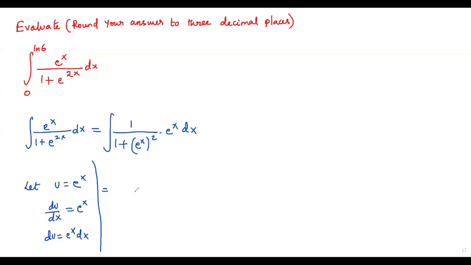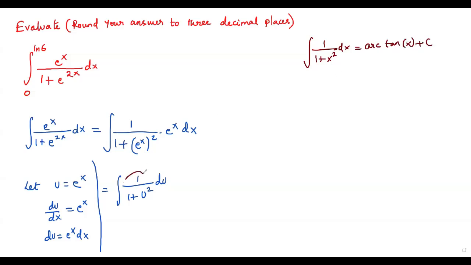Then I'm getting the integral of 1 over 1 plus, for this e to the x power, we can substitute the new variable u. Then I'm getting u square over here. And for this e to the x power times dx, we can substitute du. Okay, now let me consider a particular formula in integration, that is the integral of 1 over 1 plus x square times dx. The integration of this function is arc tangent of x plus c.